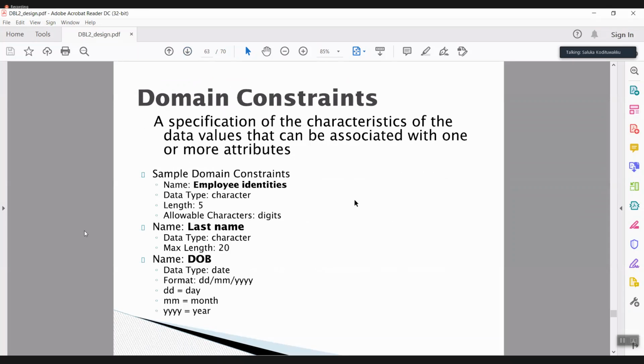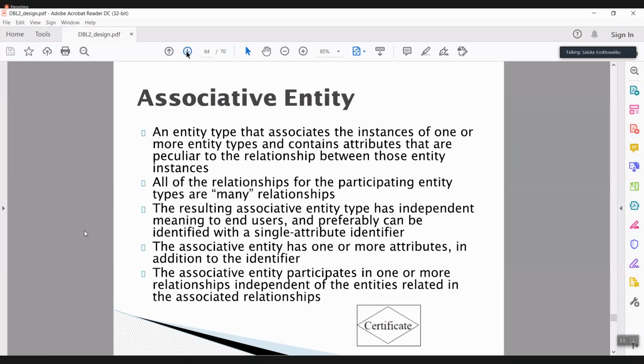Then the domain constraints, a specific sample domain constraint, employee identities. It should be a character type, length should be 5, allowable characters are only digits, and that kind of thing. These are the domain constraints. This is how you should specify the date. Data type is date, 2-digit date, 2-digit month, and 4-digit year, and so on. Those are the applicable constraints.